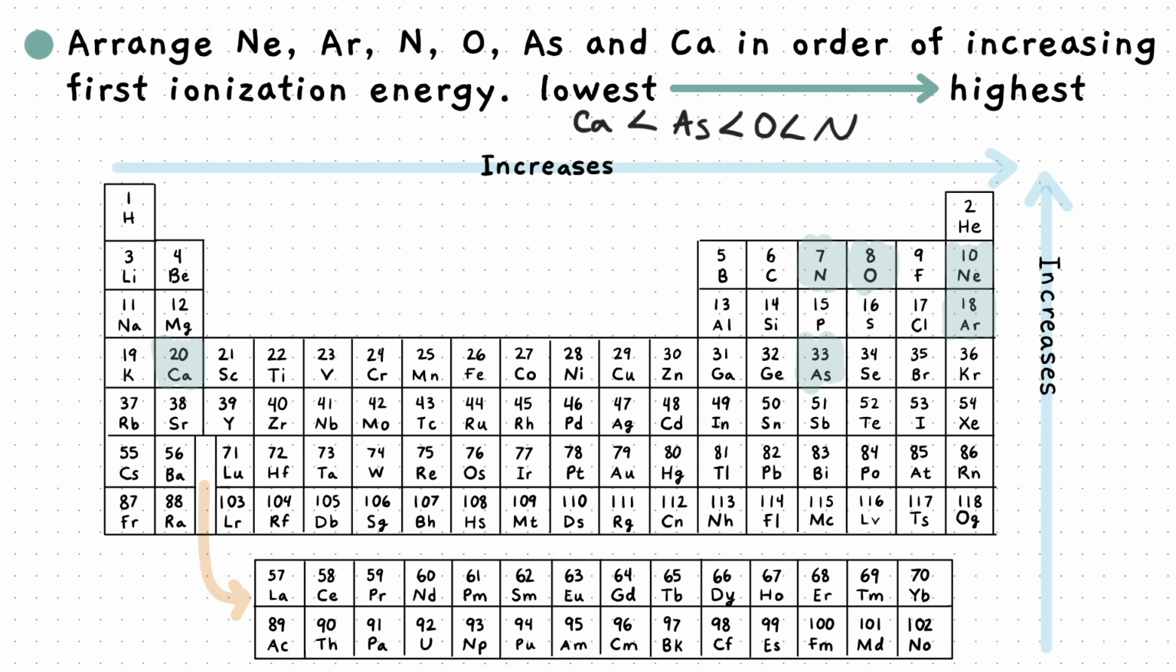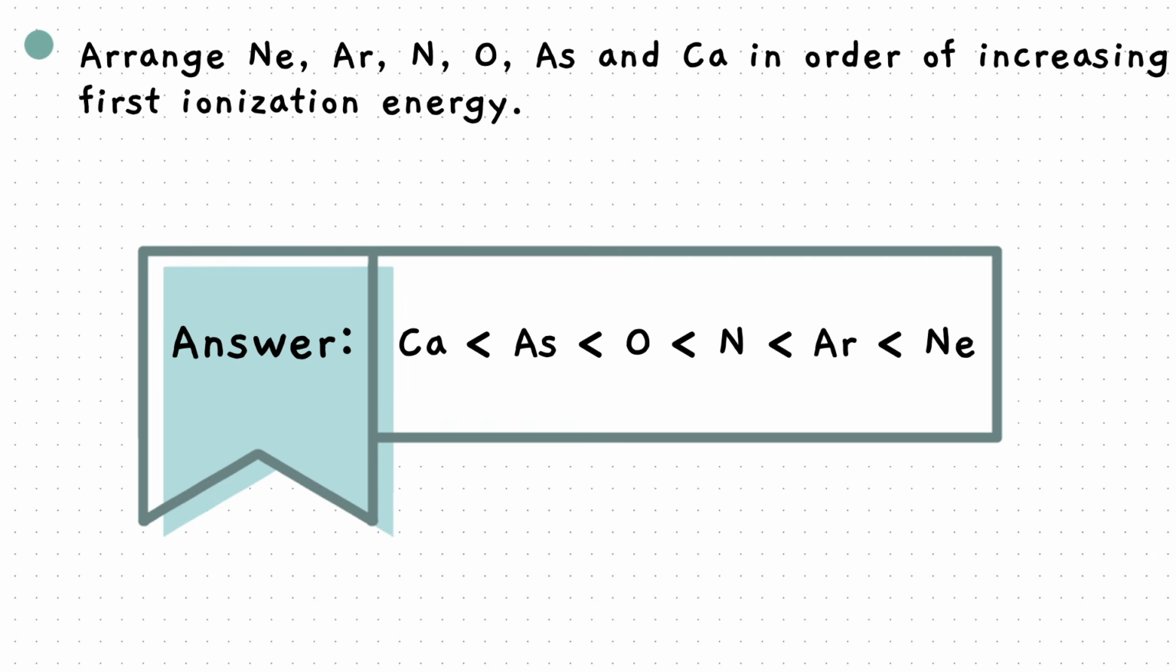So this is our order thus far. The elements that follow and have a higher ionization energy are argon, then neon. This is the correct answer.